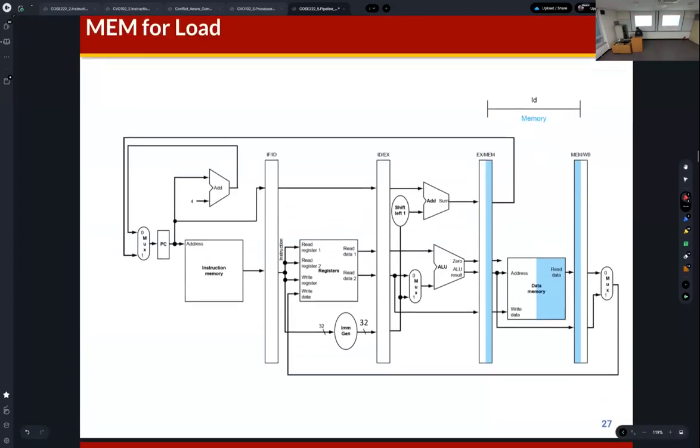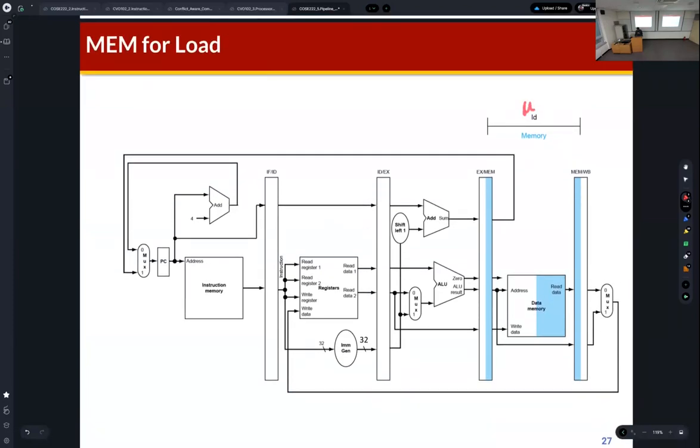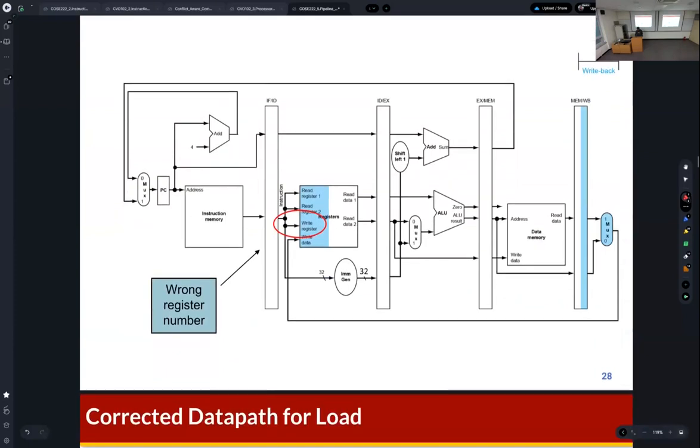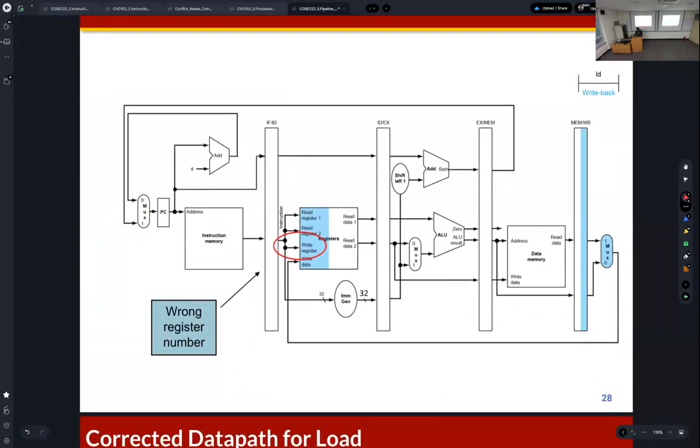Then the memory stage, with the generated signals, we can access data memory. Okay, and then we can get the address here. And then in the write back stage, this is the load word. This is the write back stage. Then the result will be written back to the register file. Okay, that was the flow.